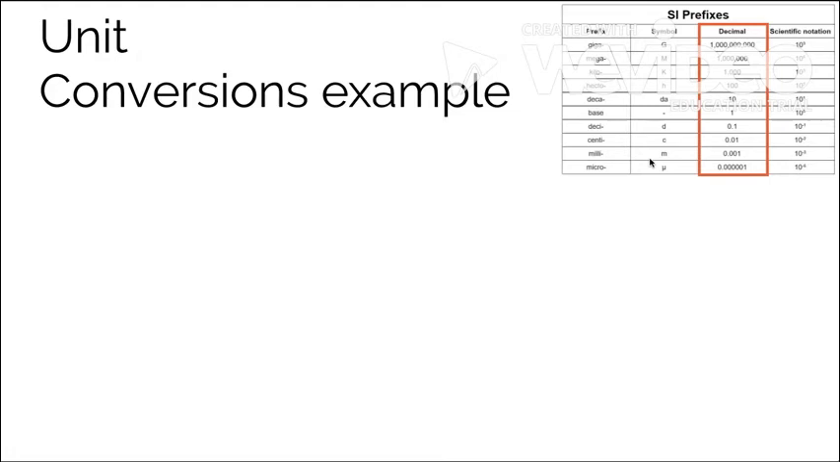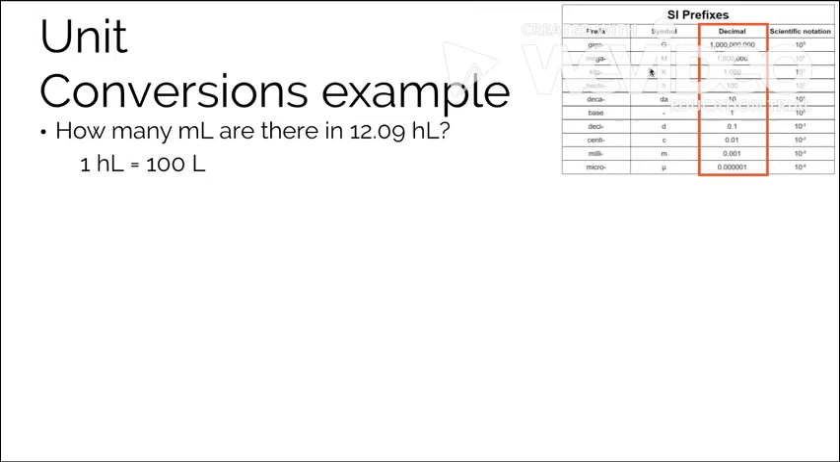All right, so let's go ahead and do an example and see what that would look like. So we have a problem here: we want to know how many milliliters there are in 12.09 hectoliters. So again, for this, you would need the conversion factor of 1 hectoliter. Here we have hecto, symbol H, we know it represents 100 of the base, in this case, 100 liters. And now we also want to know what milliliters are. So you'll go back to your table, find milli, symbol M, you know that it represents 0.001 of your base. So we know that 1 milliliter is equal to 0.001 liter. So now we have two conversion factors that we need to use.